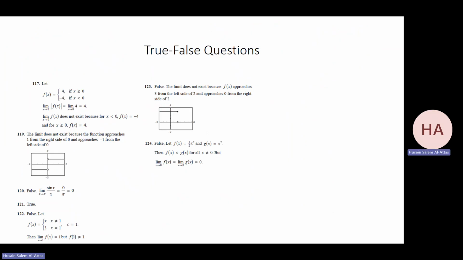Okay, 119. We know that the limit as this goes to 0. Graph this function, which is 1 if x is positive, minus 1 if x is negative. So it's very clear that as this goes to 0, this limit does not exist. So with that, this is false.